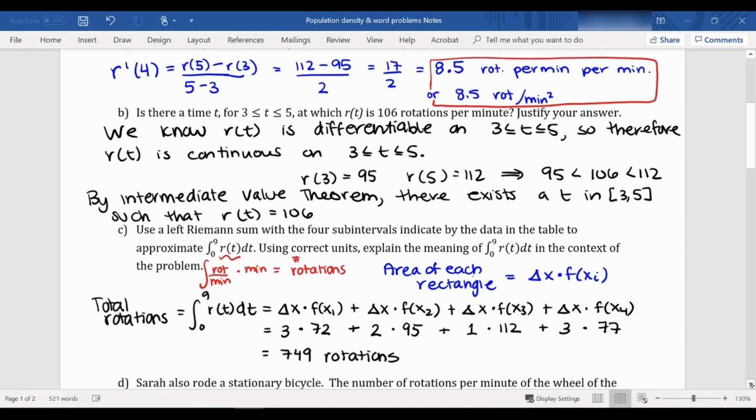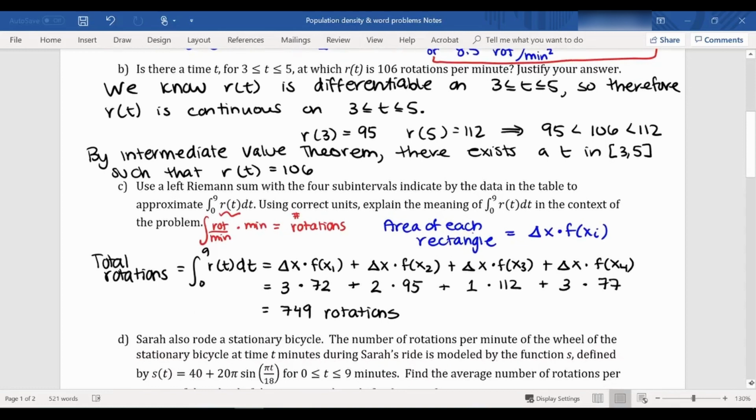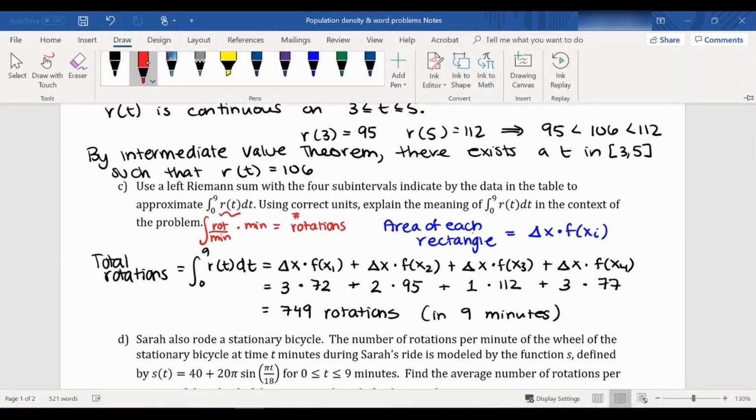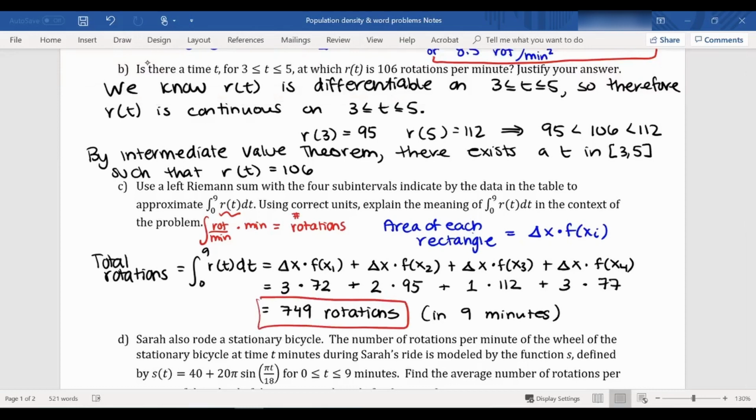So if I explain the meaning of this, this is going to be 749 rotations in 9 minutes. So on AP, usually what will happen is you'll get a bunch of marks for the math here, and then they'll give you something like 2 marks total for all of your units being correct or something like that in the entire problem.